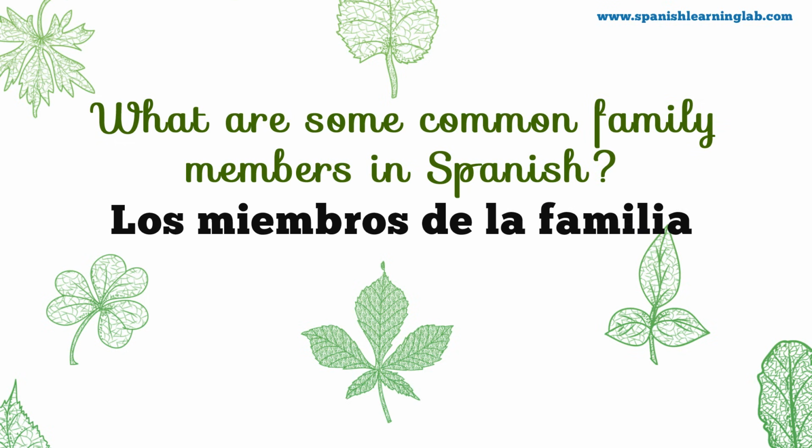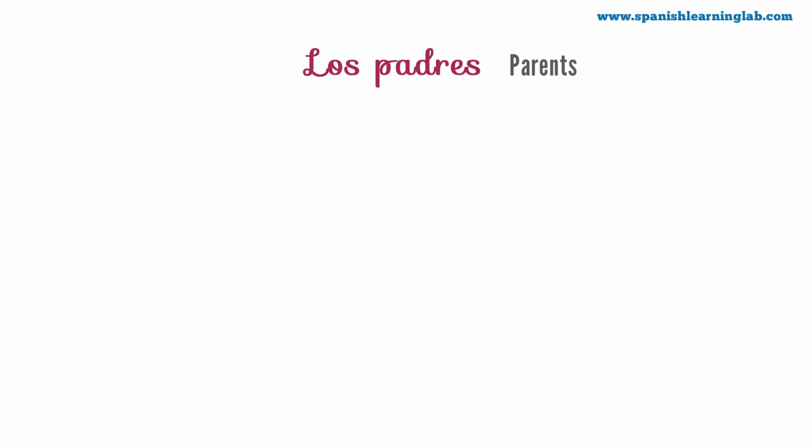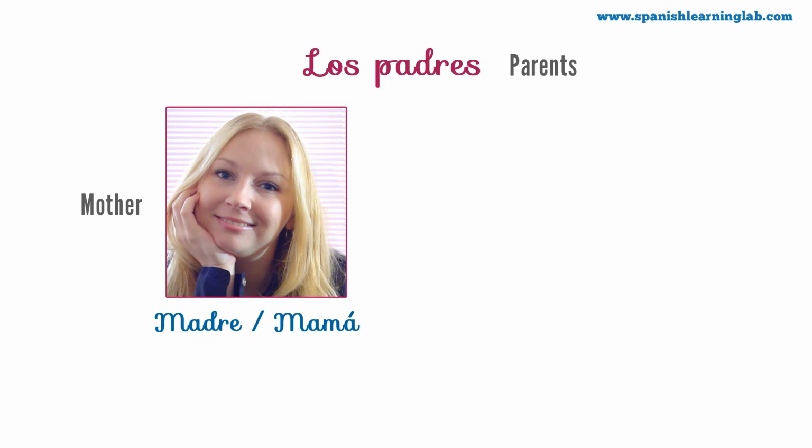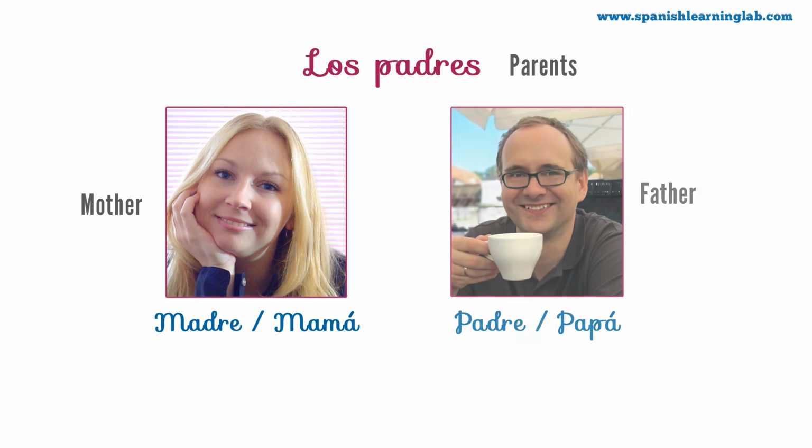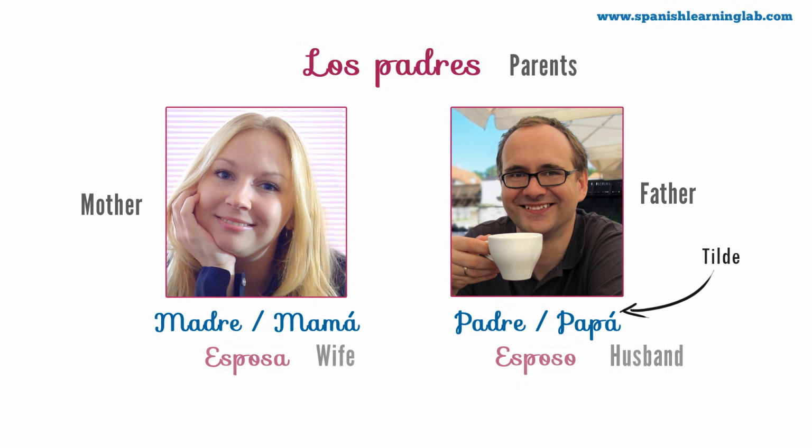What are some common family members in Spanish? We use the phrase los miembros de la familia for family members. The first family members you must learn are los padres. For mother we use the word madre in a more formal context and mamá in a more casual way. For father we use padre and papá. The mark over the vowel A is called tilde and helps us identify where the stress goes in a word. In this case we must pronounce papá, not papa, which actually means potato in Spanish, so be careful.